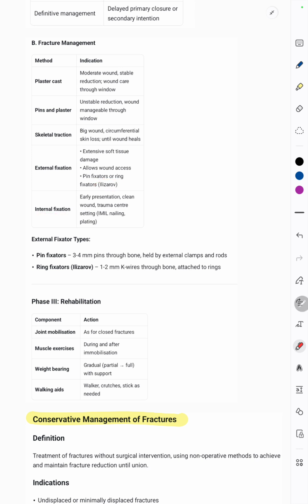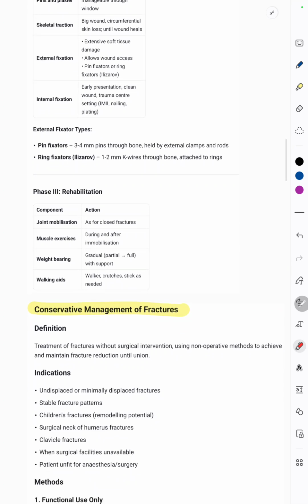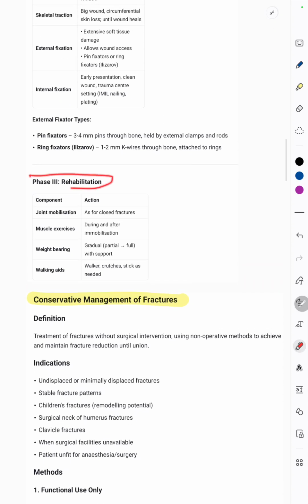Internal fixation is done in clean wounds with early presentation, with the help of nails and plates. External fixators, as I said, are pin fixators and ring fixators. And then next is rehabilitation. In rehabilitation, there is joint mobilization. Joint mobilization should be done as soon as possible. Muscle exercises, weight bearing exercises, and walking aids should be used.